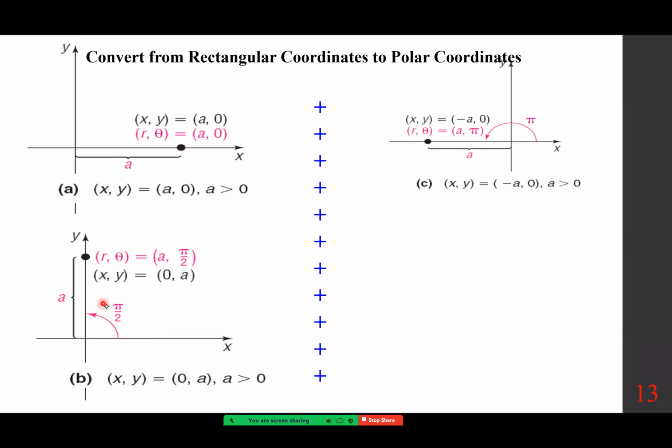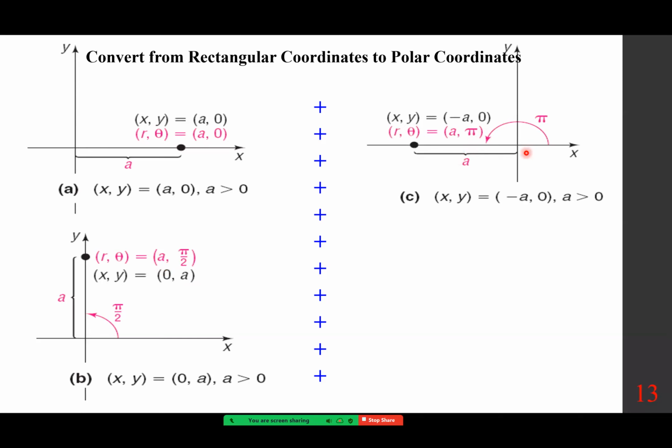If we go on the negative side of the x-axis, this a, 0 changes to minus a, 0. When we have minus a, 0 and we want to represent it with positive a, then the angle is pi.